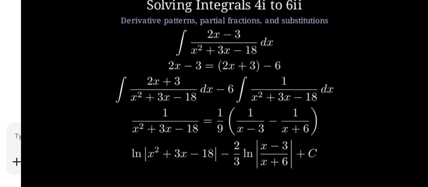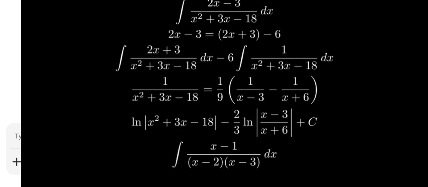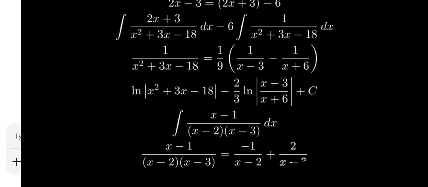Next is integral 4 Roman 2, with (x minus 1) over the product (x minus 2) times (x minus 3). We set up partial fractions and solve for constants. The decomposition gives constants negative 1 over (x minus 2) and 2 over (x minus 3). Finally, integrate each logarithmic piece.